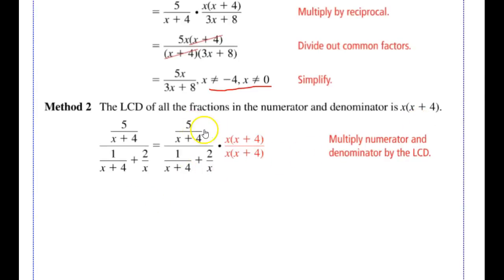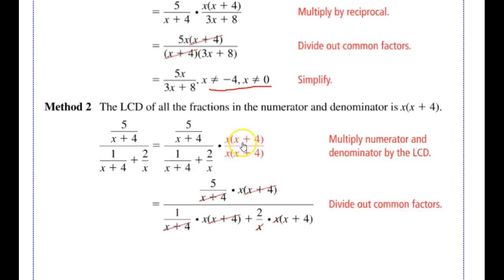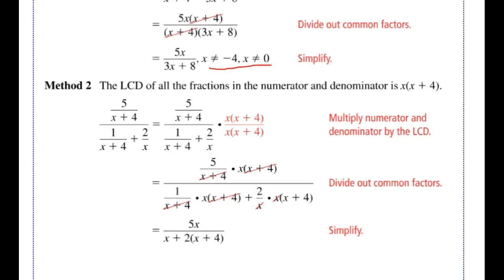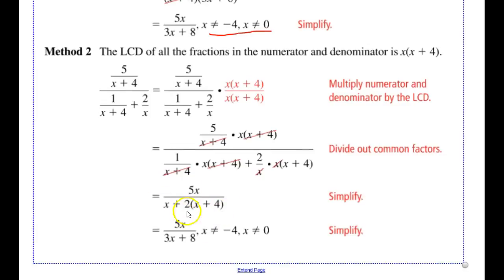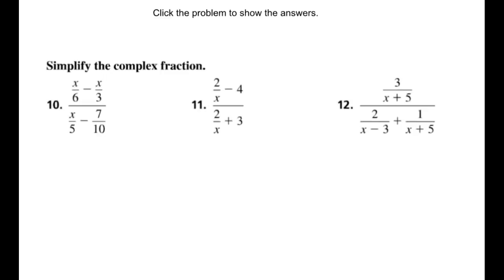So now I multiply the numerator and the denominator by that lowest common denominator, and I divide out any common factors that I see. So this x plus 4 cancels out here, this x plus 4 cancels out here, and my x cancels out. And then I can go ahead and simplify what I have. And you'll see here, right, I can just go ahead and do my distribution here. And again, I'm just stating the restrictions on my domain, that these values I cannot actually have. So either method will get us the same thing. So here is your monitoring progress. Try these and see how you do.